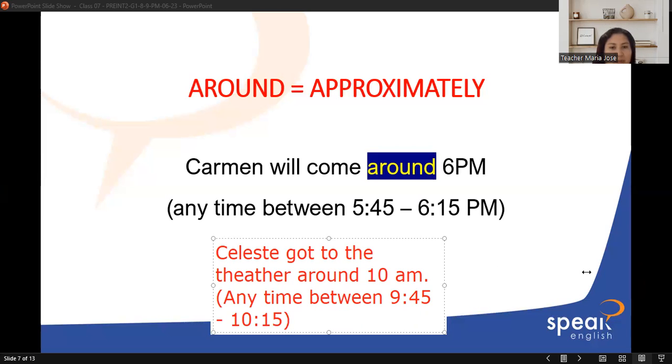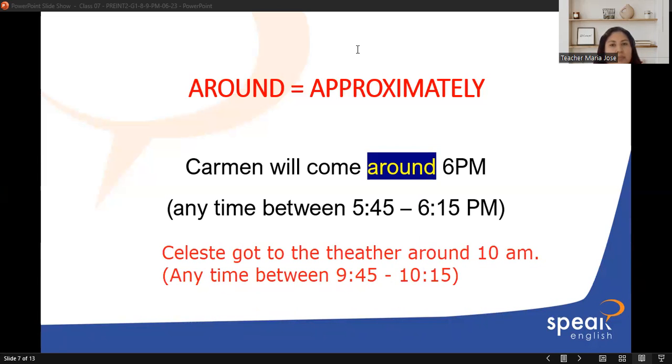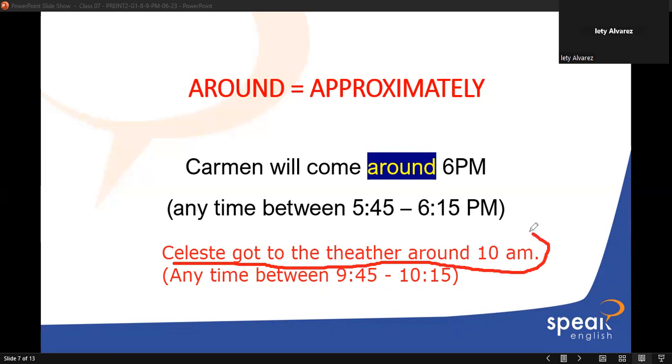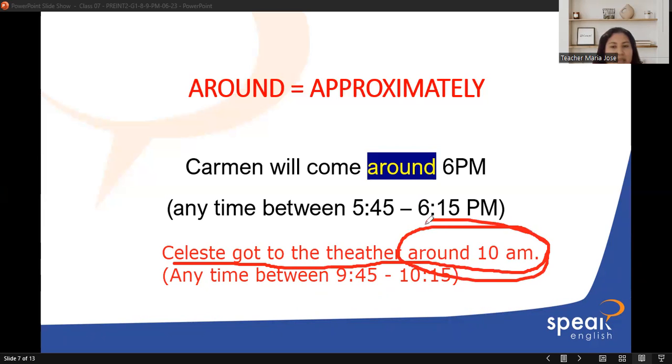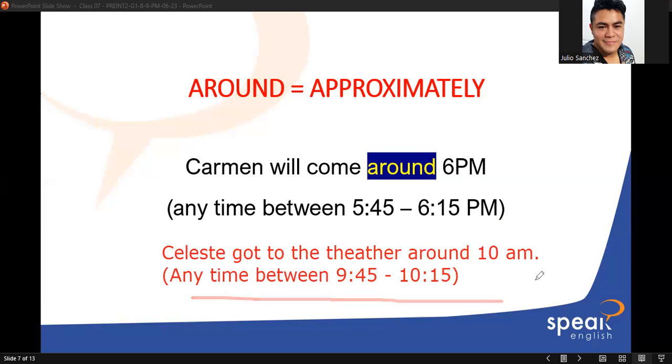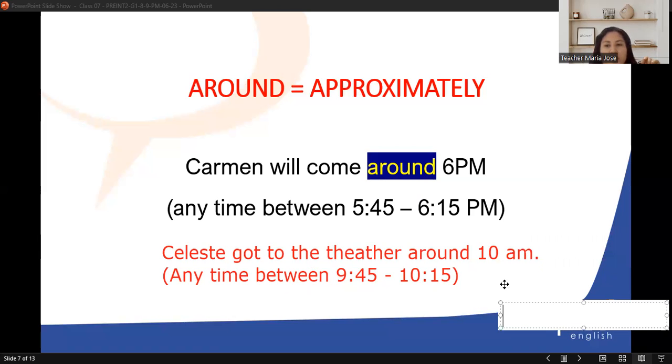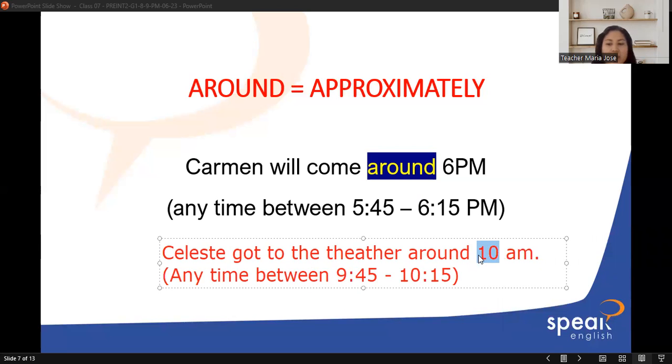Okay, can you help me with the following example, please, Leti? Celeste goes to the theater around 10 a.m. Okay, so what does this mean, around 10 a.m., Julio? Anytime between 9:45 to 10:15. Exactly. This means that we don't know. It's just around. I can even change the time. Maybe I can say around 5:30. Okay. So in this case, I'm going to have something approximate.